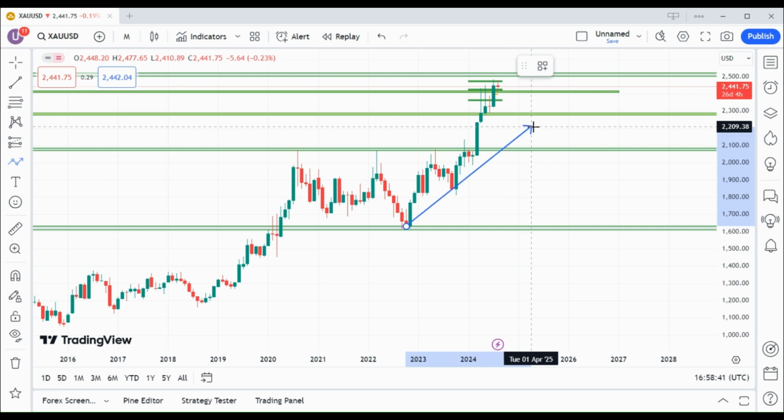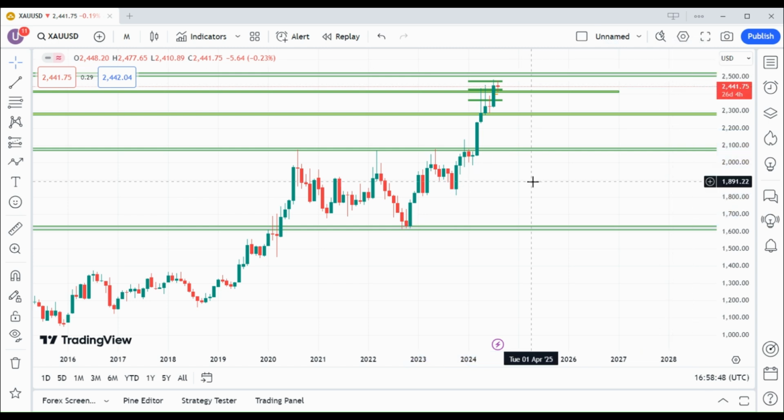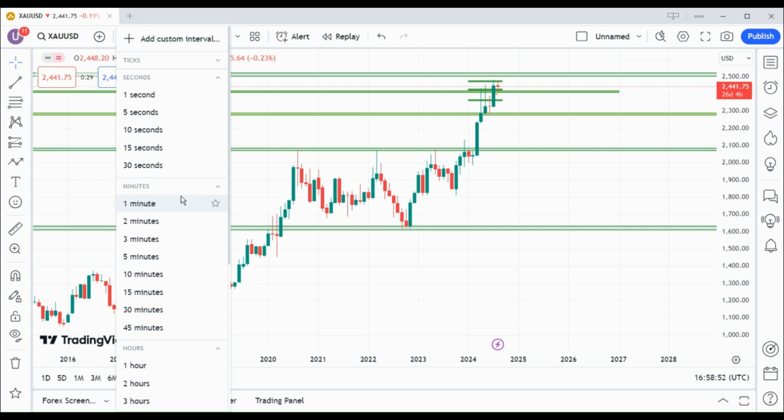But for us to achieve that, we will need to go to a lower time frame below this monthly time frame. So let's go to the weekly time frame for further analysis.